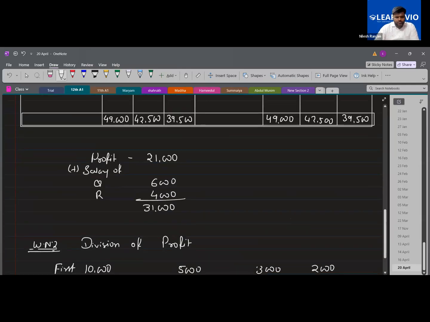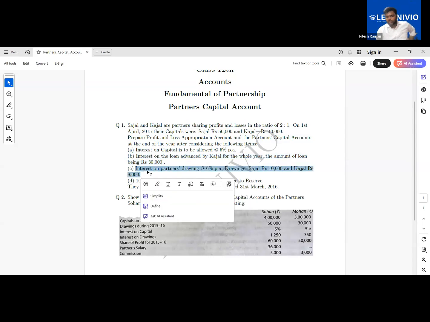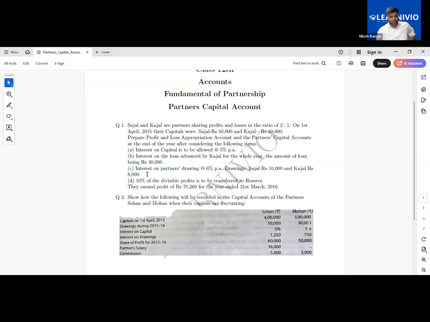If you add the... yes, this one. So if we are solving this question, Sajal and Kajal are partners sharing profit and losses in the ratio of 2:1. Then interest on capital, we have to calculate simply. Interest on loan 6%, 30,000 into 6%. Interest on drawing will be added on the credit side for half year, like 300 and 240.